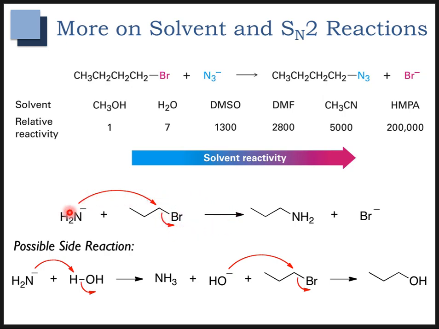So let's say you were trying to do this reaction, and you accidentally added water. Well, guess what? Your nucleophile here can react with water, can do acid-base chemistry with water, and that can result in hydroxide, which could then do an SN2 reaction with your bromide over here, your alkyl bromide. So you would actually end up with a lot of this side alcohol product and probably very little of the amine you were trying to make in this situation.